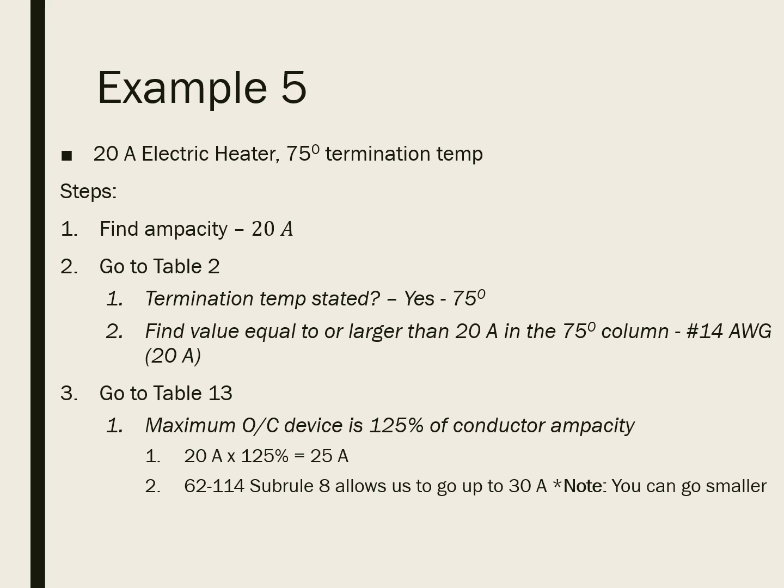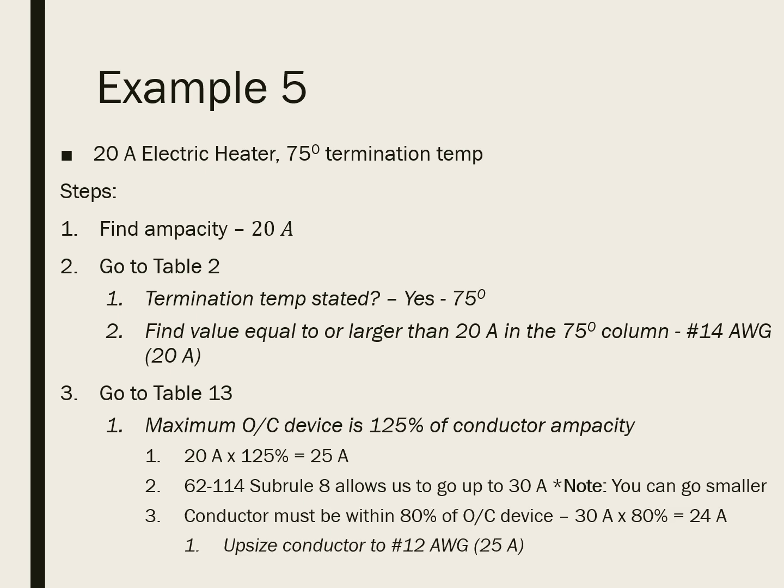However, a 25 amp breaker is not that uncommon to find. If we do choose to go up to a 30 amp breaker, we must still make sure that my wire is going to be within 80% of my overcurrent device. So I'm going to need to bump up my wire to a 12 gauge, which is rated at 25 amps, since 24 amps is 80% of my 30 amp overcurrent device.